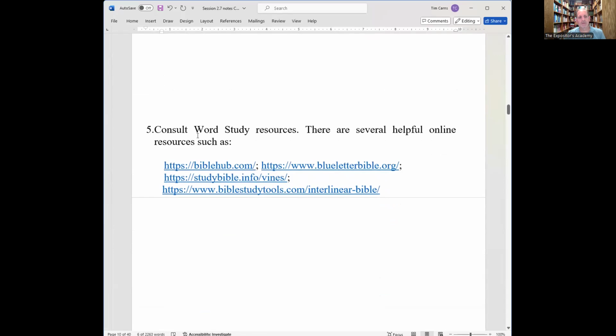And then consult word study resources. Of course, Bible Hub and Blue Letter Bible we've already seen, and there will probably be a lexicon there you can look up. But if you're looking up a Greek word, you can go to Vine's Dictionary of New Testament Words. That's a very helpful resource. Or also BibleStudyTools.com, where you can find other lexicons or word study helps that can give you other definitions or insights into the particular word. So that would be step 5.